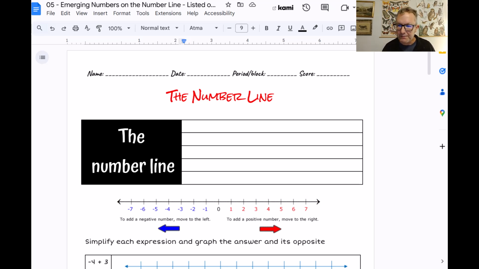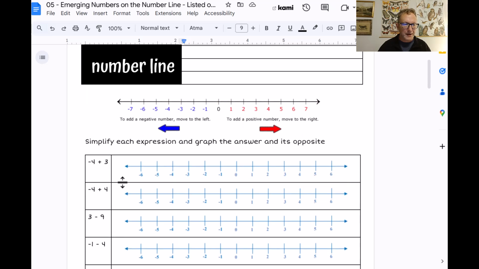Appreciate you stopping by our storefront here and checking out our emerging numbers on the number line worksheet. This builds off the entry-level worksheet of the same topic, number lines. This was slightly different in that we're starting off with combining numbers. Here we're combining -4 and a +3.